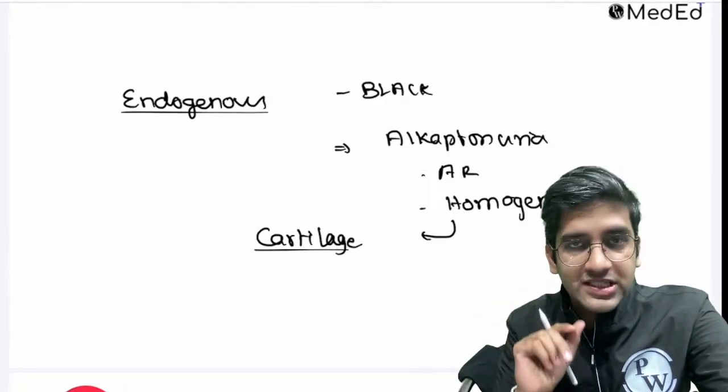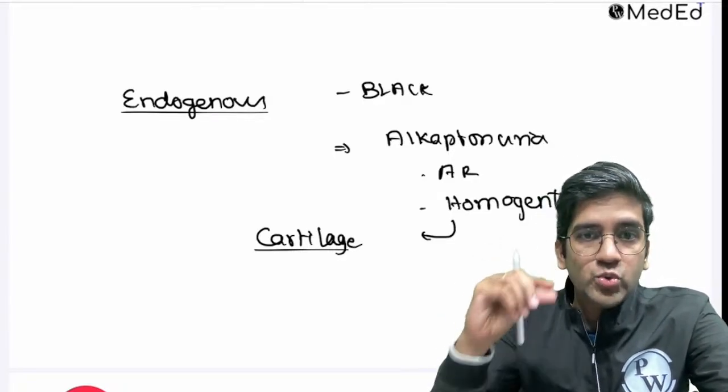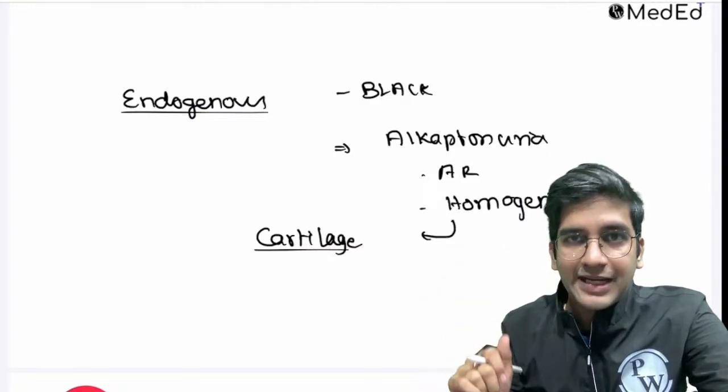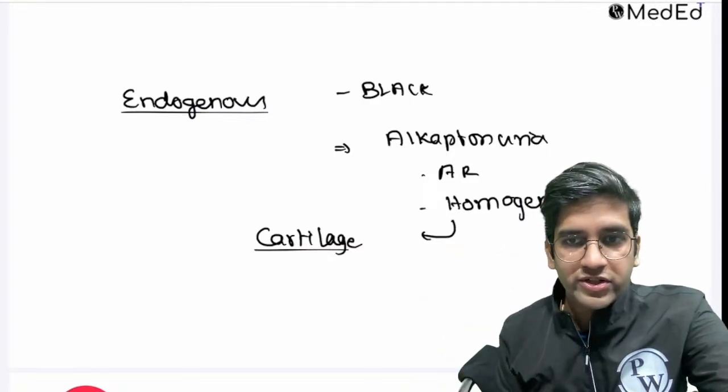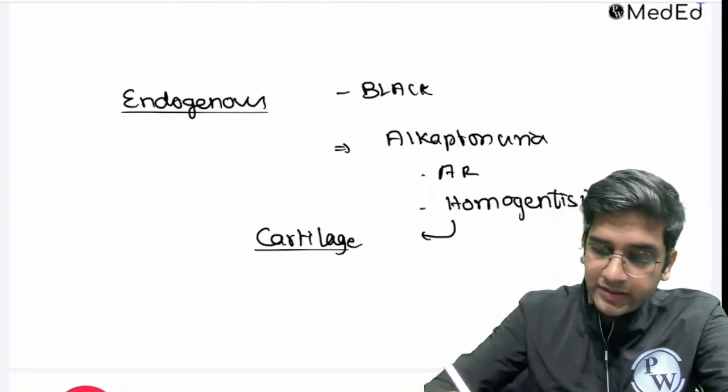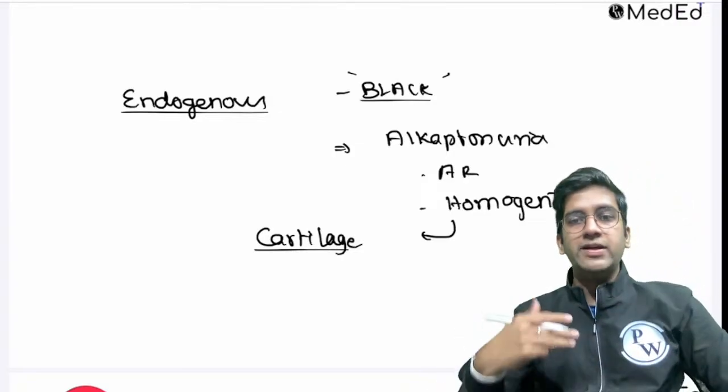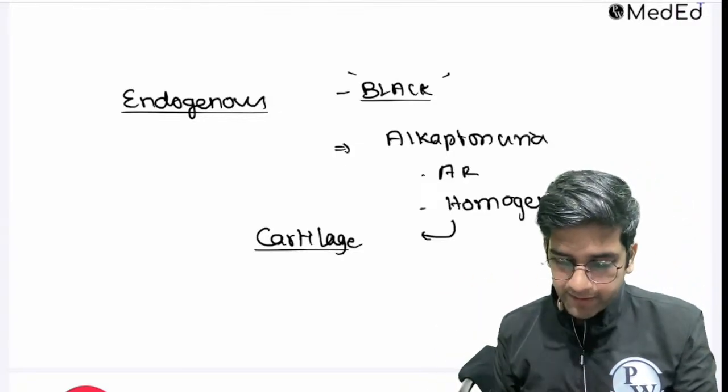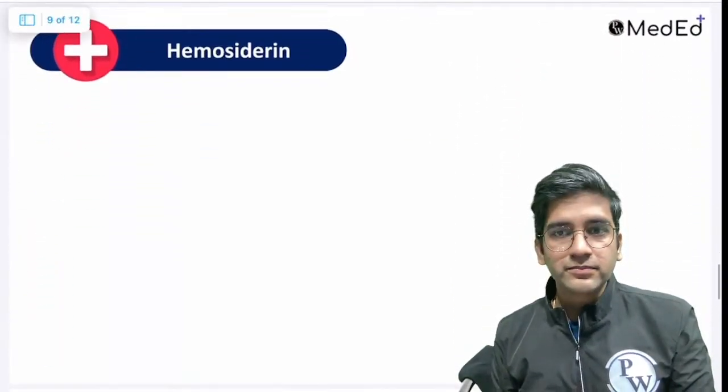The same homogentisic acid, if it stays in urine for a longer time, will turn black in color due to the oxidation of the homogentisic acid, fine. Again, this is an abnormal thing. This will be black in appearance. This can also be added to the endogenous pigments, fine, perfect. Now let's come to hemosiderin.